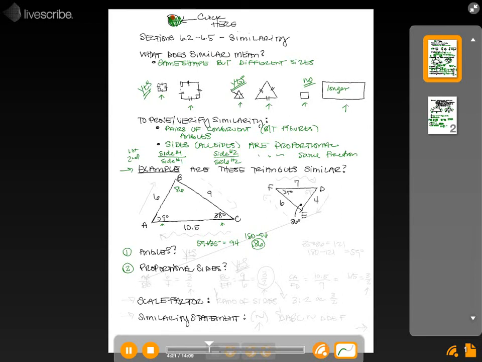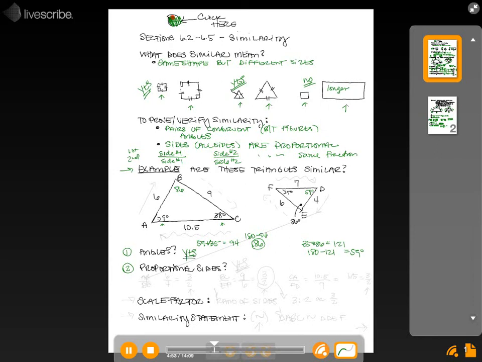In our second figure, we have two angles. They're not the same two angles. We have 35 and 86. We're going to add those together, and we get 121. And then we have 180 minus 121 gives us 59. So there's our third angle in the second. Now if we look, we have the same three angles in both triangles. We have a 59 degree angle, a 35 degree angle, and an 86 degree angle. So yes, they have the same angles. They pair up.